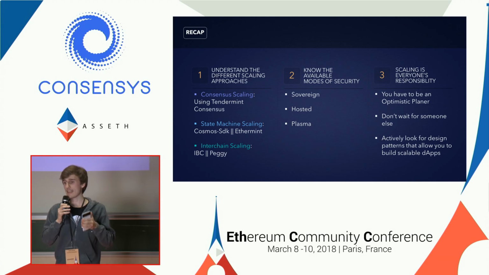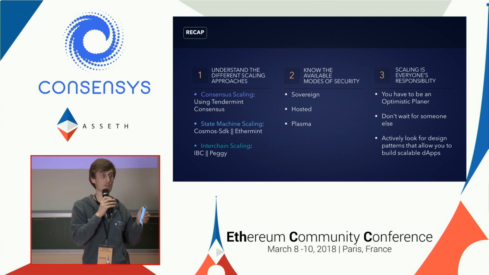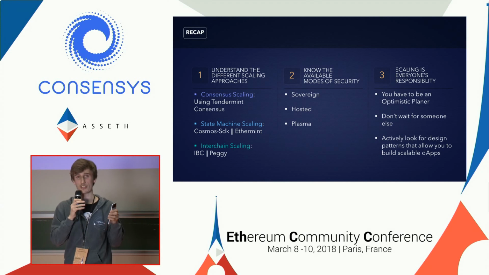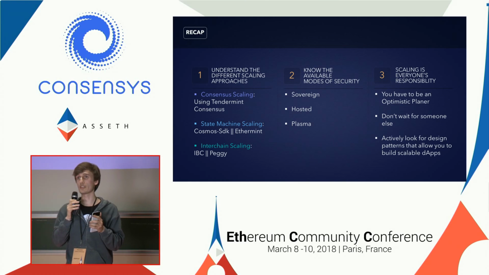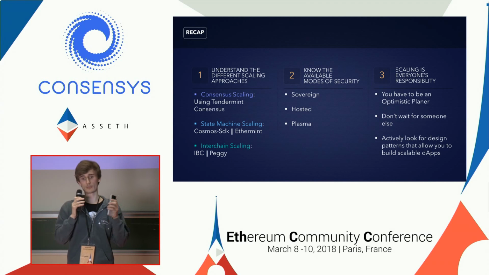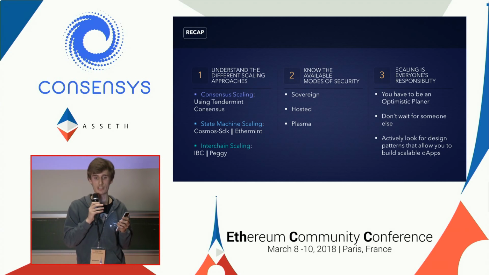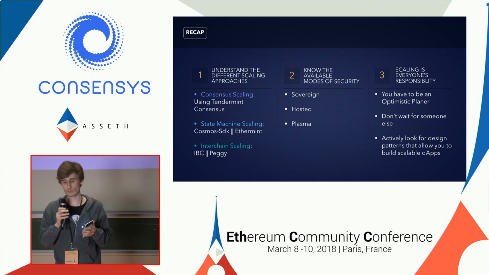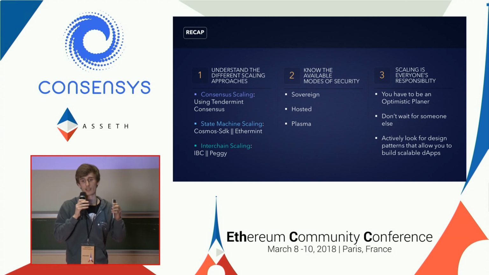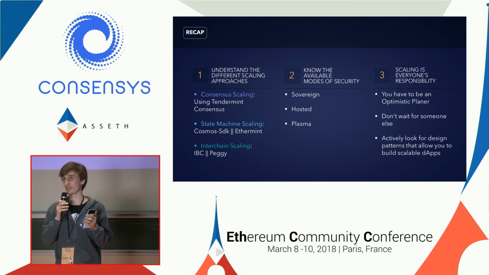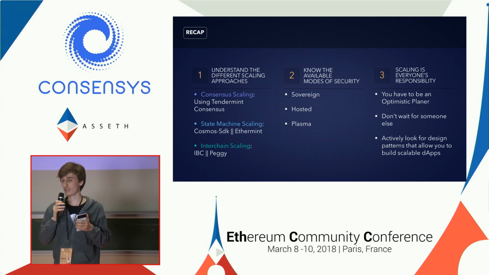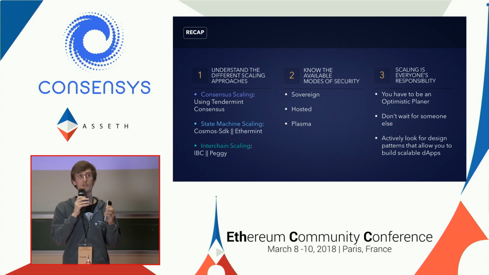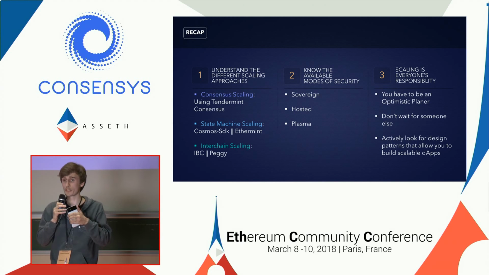And the last part is, even in a world of heterogeneous blockchains where everyone starts building their own chains, we still have the possibility to communicate between those, and we still have the possibility to access a lot of liquidity. So again, know the available modes of security: sovereign, hosted, or Plasma. And I really want to drive this point home: scaling is everyone's responsibility. If you're writing a Solidity smart contract and you're just hoping it scales, I don't think you're doing your users or your project a service. Really think about what your application is and how you can scale this to potentially millions of users.